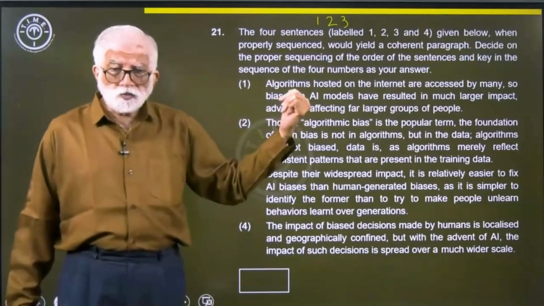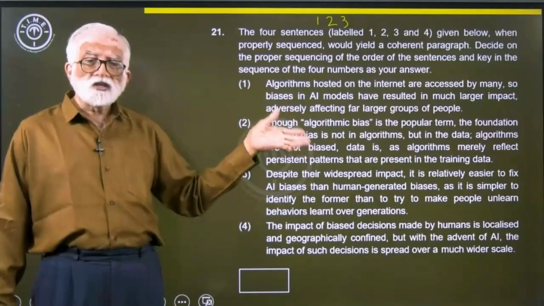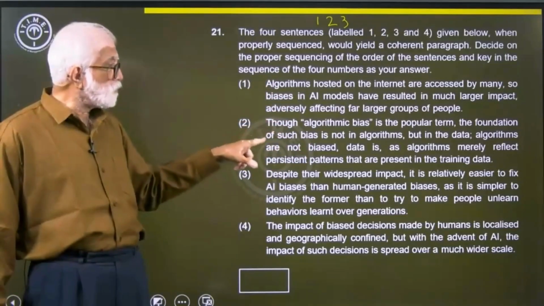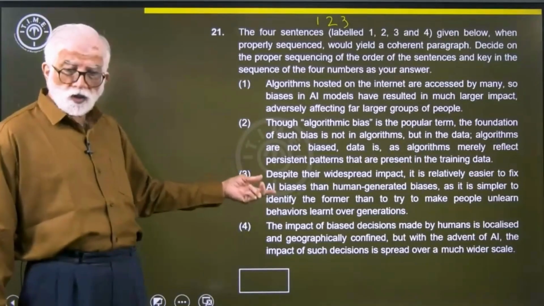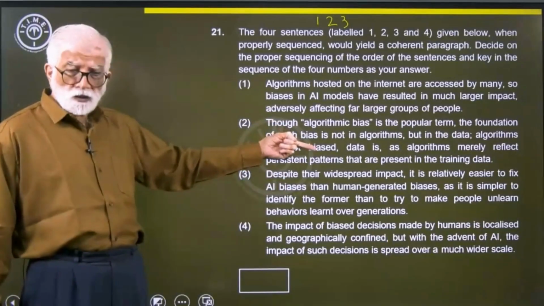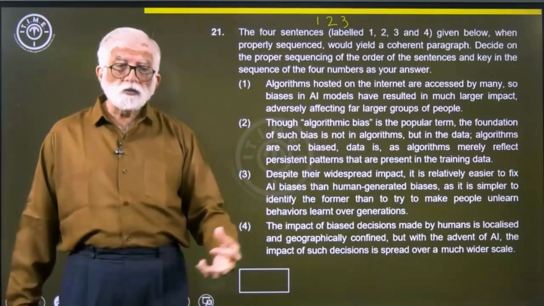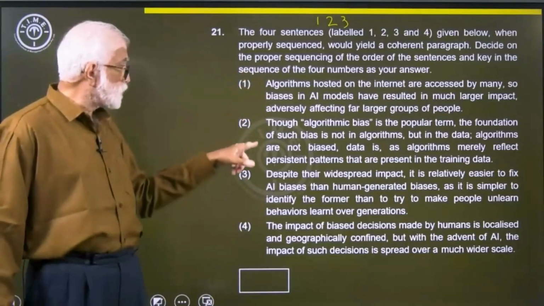So algorithms hosted on the internet are accessed by many. So biases in AI models have resulted in much larger impact. And though we call them algorithmic biases, the bias is not so much in the algorithm, it's actually in the data. So despite their widespread impact, it's easier to handle them because if you handle the data, you can actually correct them. Whereas for human biases, you really have to get people to unlearn their attitudes, their behaviors, all that. So we know that 1, 2 and 3 actually work.